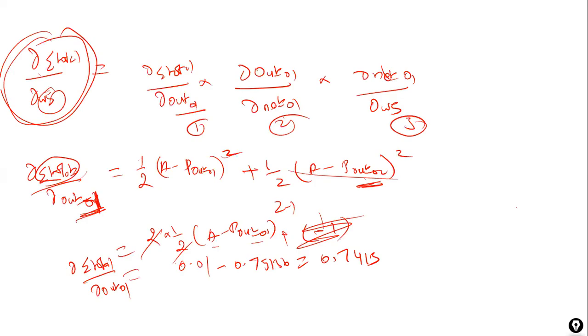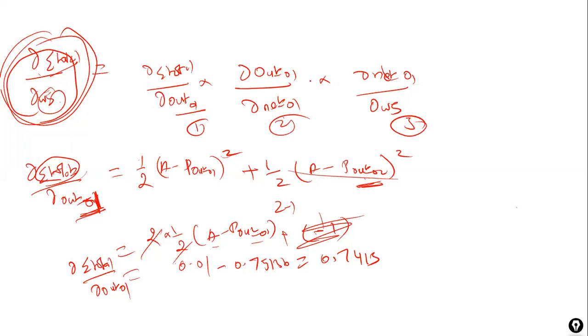Here, I want to find out the optimal value for the weight W5. In order to do that, I need to take the partial derivative of the total error with respect to W5. If you want to change this weight, you need to take the partial derivative of the total error with respect to W5.